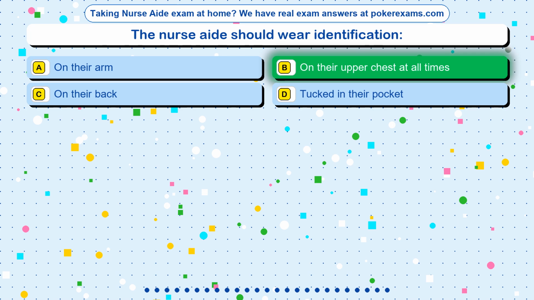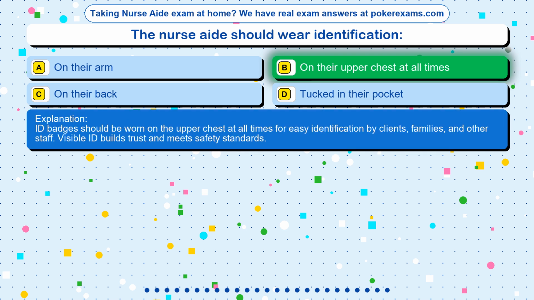The correct answer is option B. On their upper chest at all times. ID badges should be worn on the upper chest at all times for easy identification by clients, families, and other staff. Visible ID builds trust and meets safety standards.